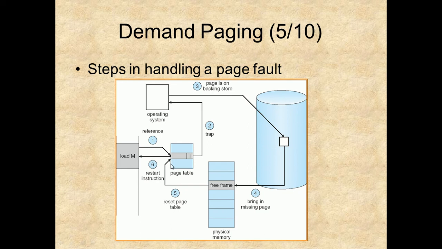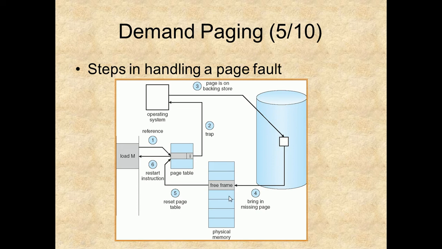Once that is done, and this address in the page table is valid, it's going to restart the instruction. So here is the entire process of handling a page fault event. But there is a hidden concern between step 4 and 5. Step 4 says it brings in the missing page, and step 5 says reset the page table. These two steps can only be run when there is a free frame.